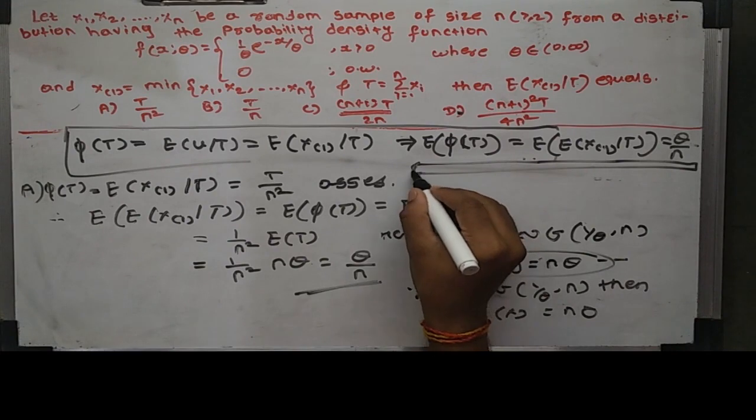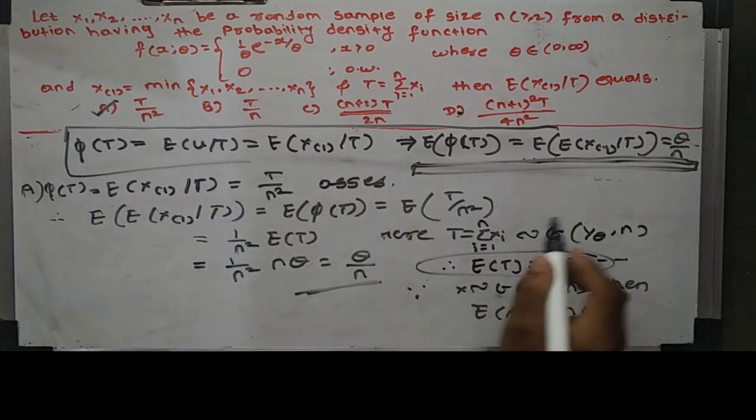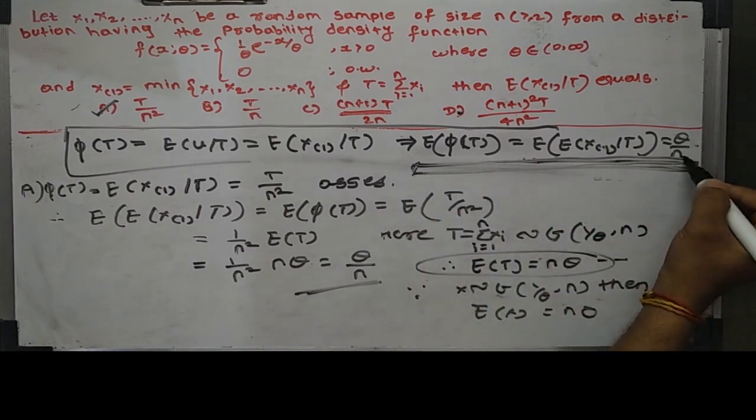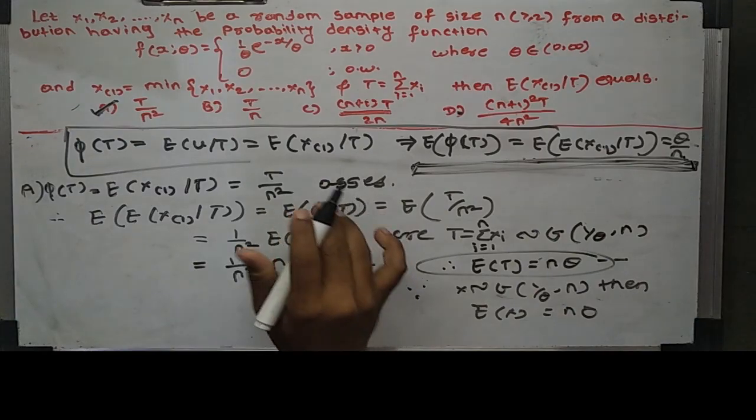Hence, by choice A, the Rao-Blackwell theorem condition is satisfied. Therefore the answer is A. Here we check the other conditions. These are not satisfied. You try to solve whether the other conditions are satisfied or not.